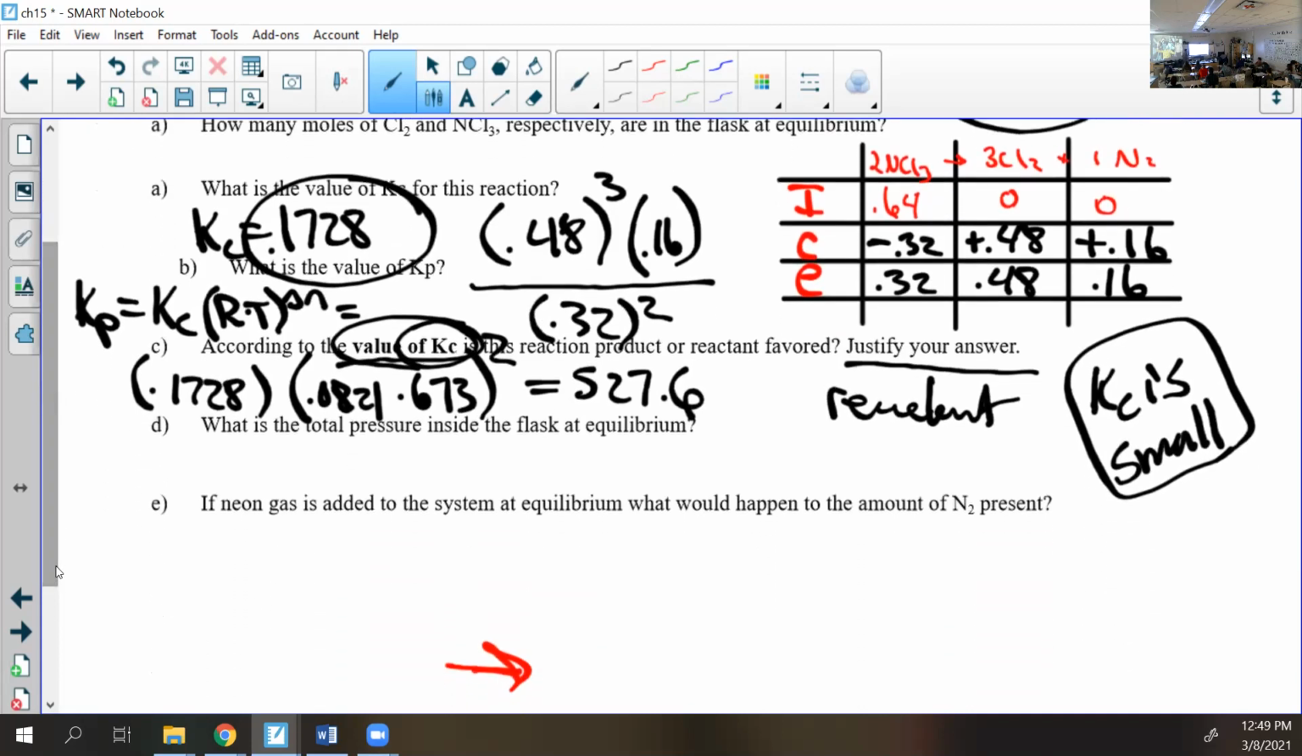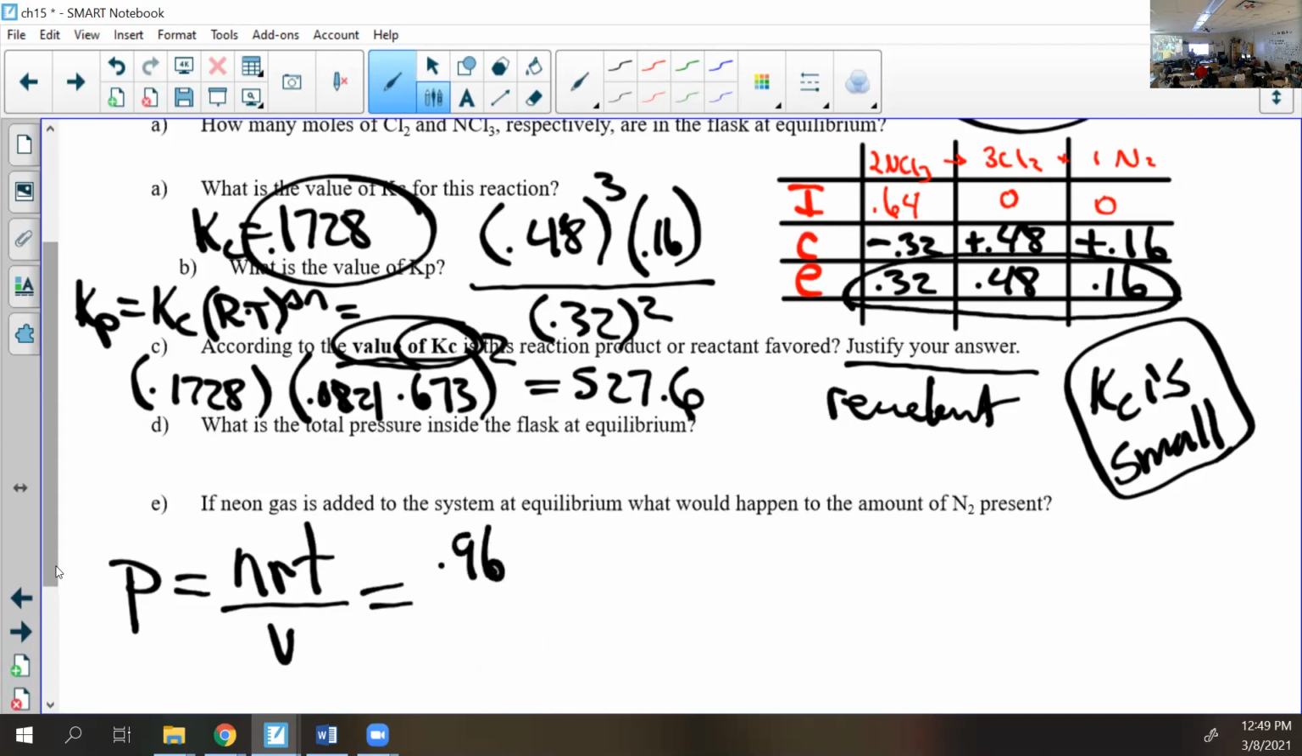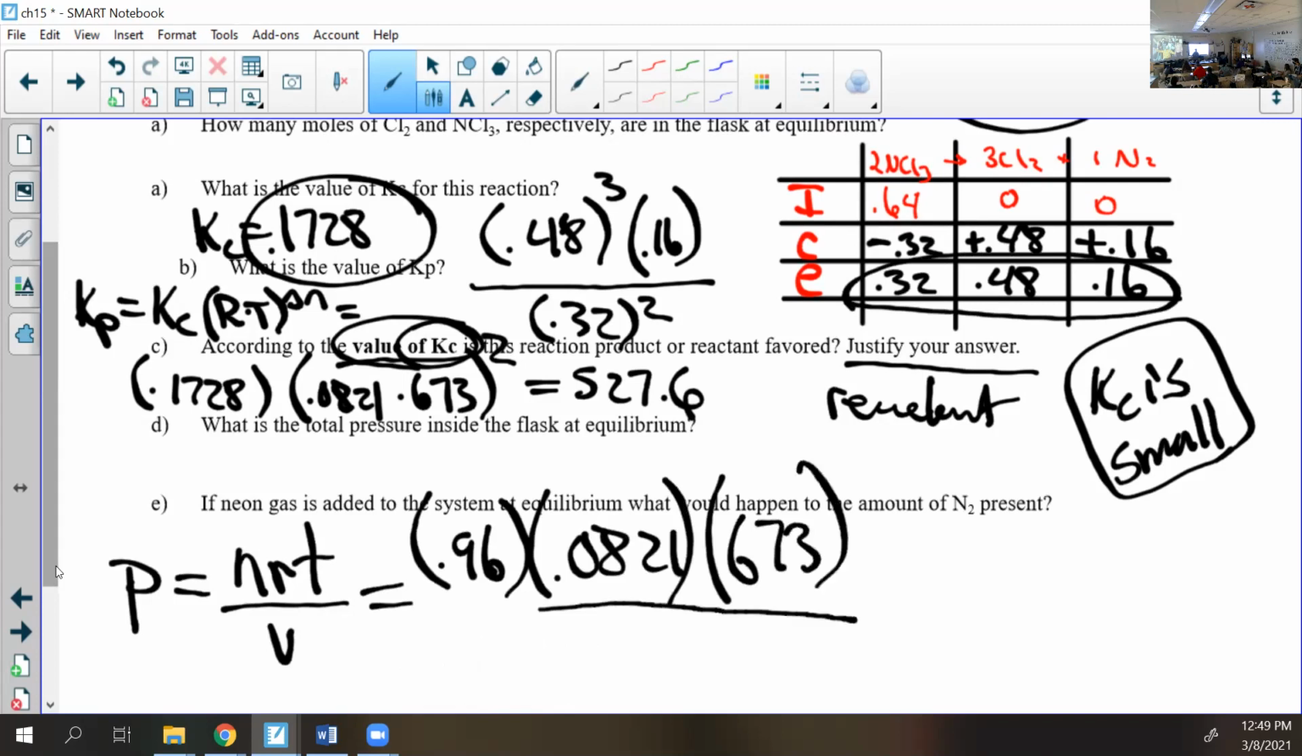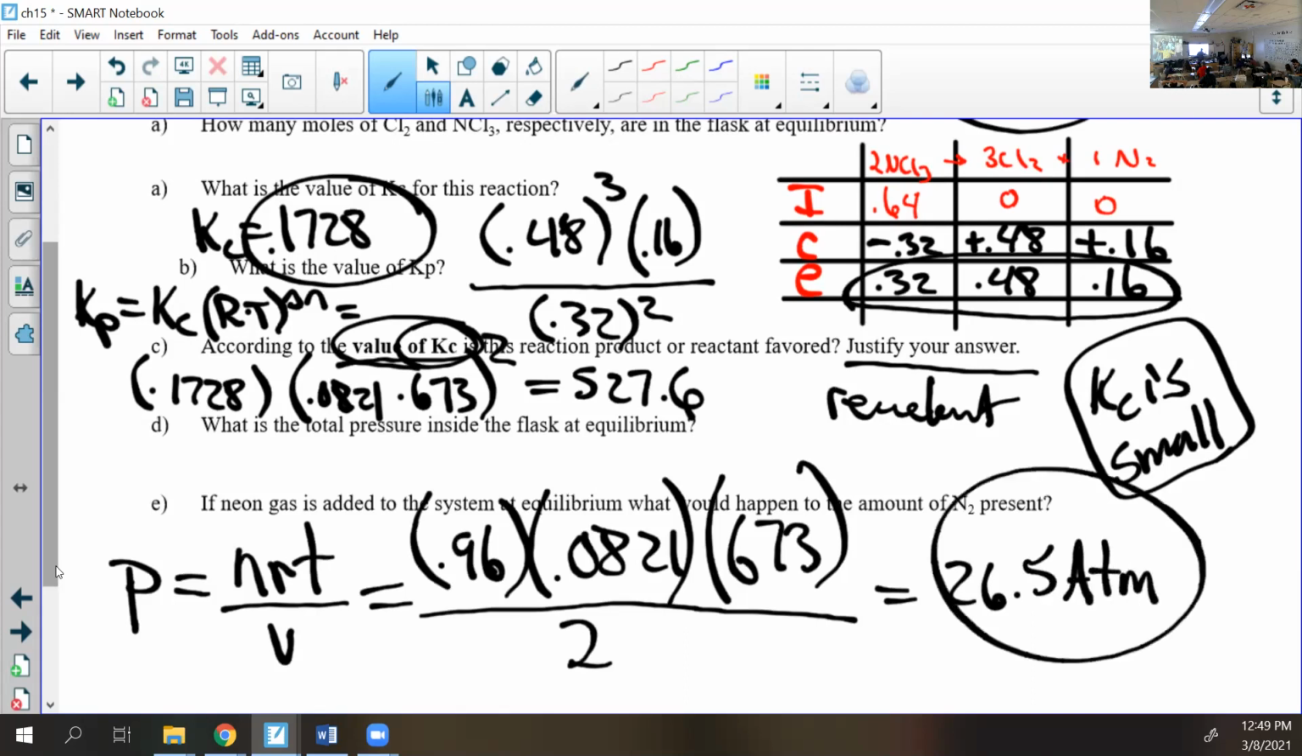All right. Total pressure inside the flask at equilibrium. This is chapter 10. So the P, it's PV equals nRT, or P equals nRT over V. N is the sum of all of these, times R times T. Whoops, not 0.2. It was just 2, right? 26.5. Okay, don't forget the other chapters refer to other chapters all through. Okay, that was this problem.